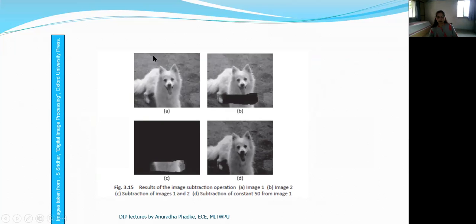Okay, so here from the given image, we are subtracting a constant value 50 from each and every pixel. So we are reducing each pixel value by 50. That's why if you compare this result D with the original image from figure A, we can easily observe that this result is a slightly darker image than the original image, because we are reducing each and every gray value by 50. Okay, so this is subtracting a constant from the given image.